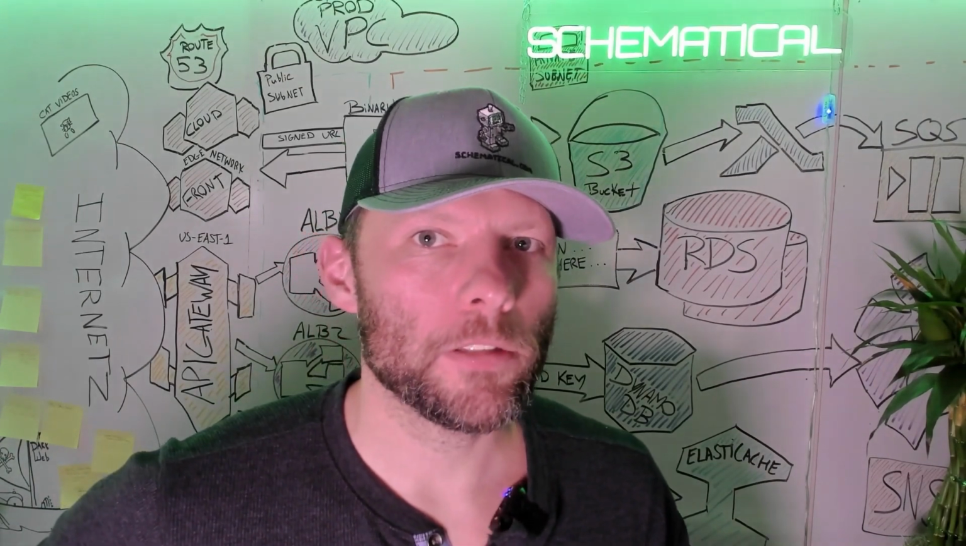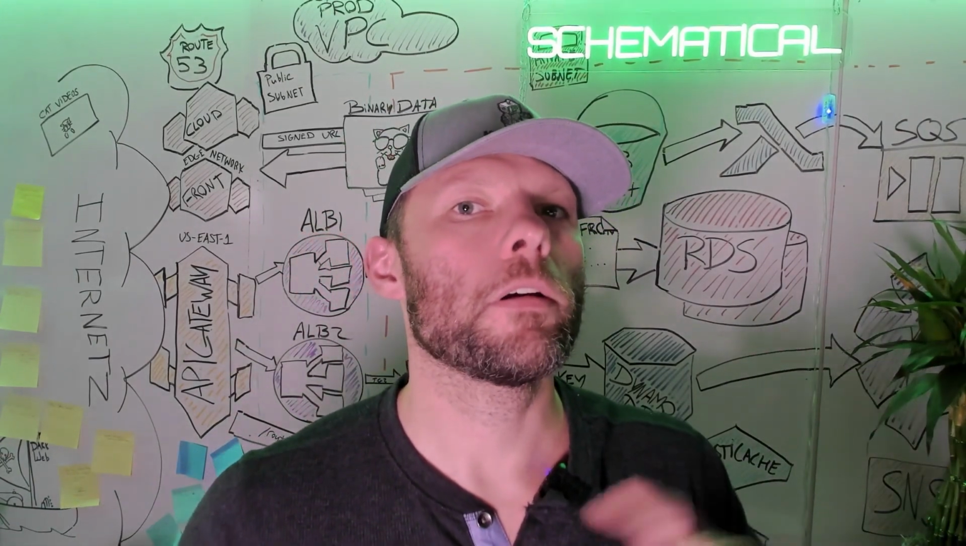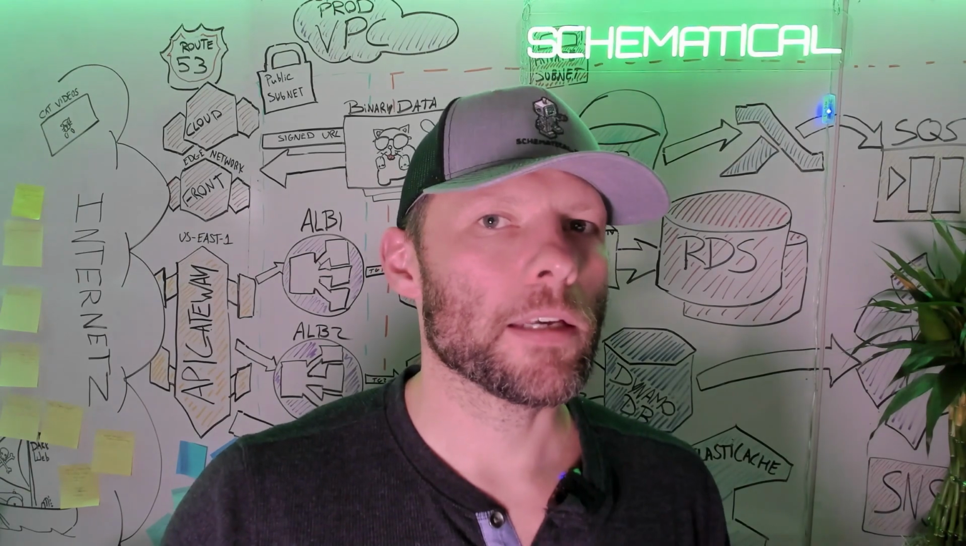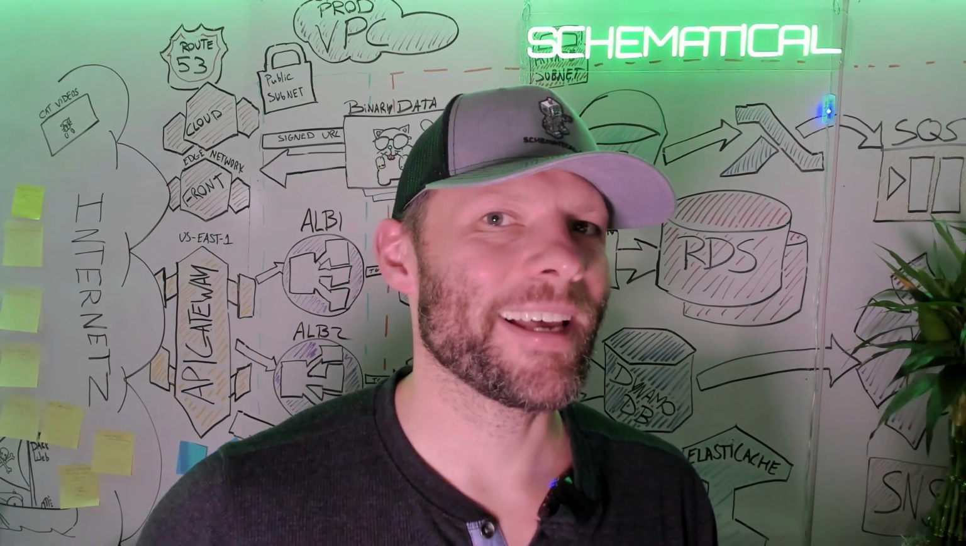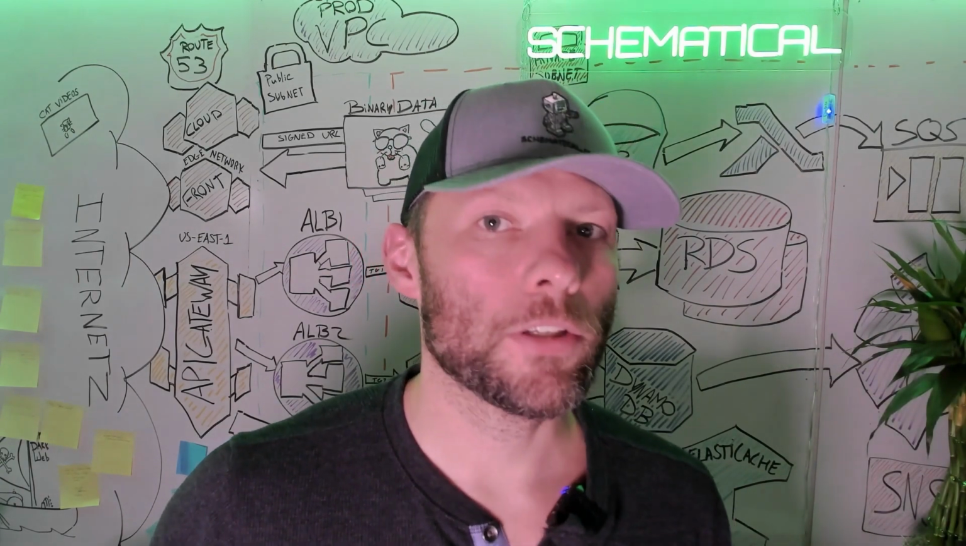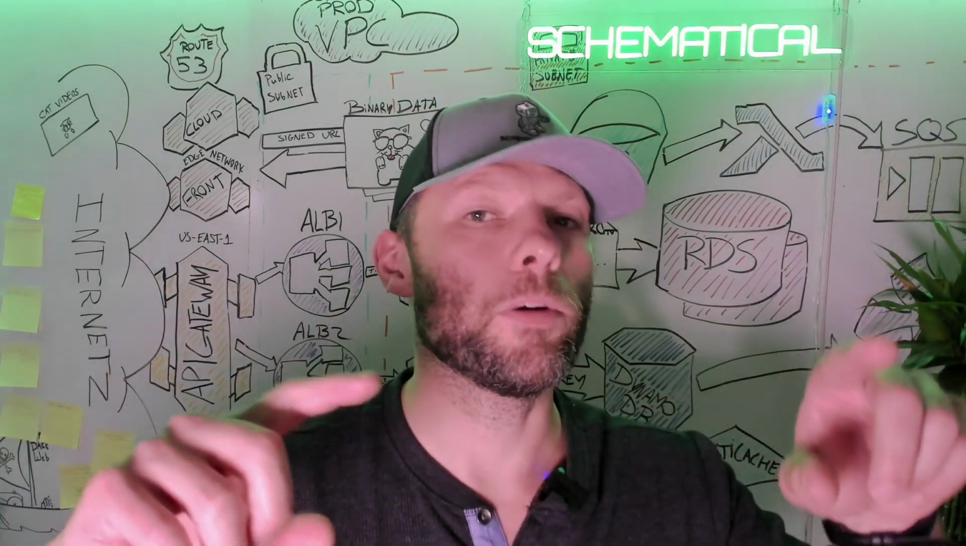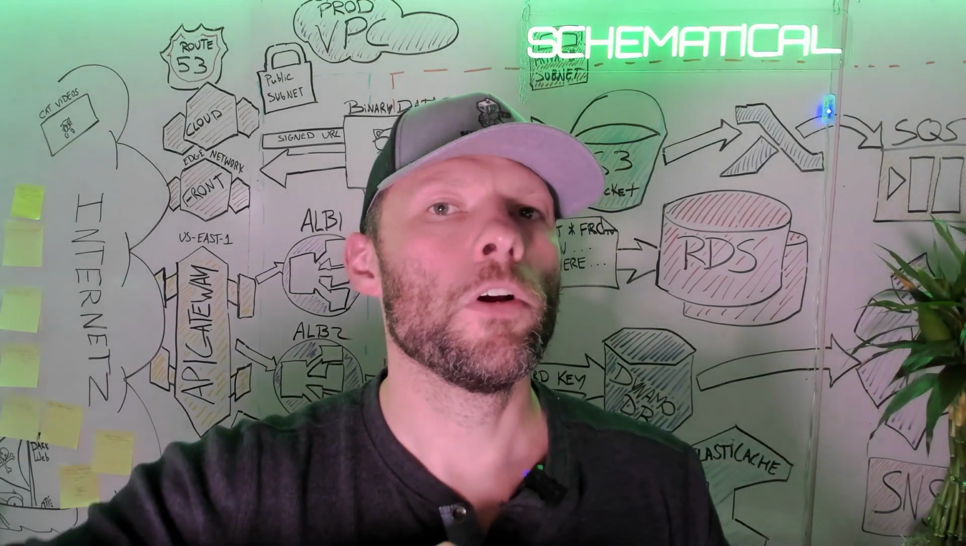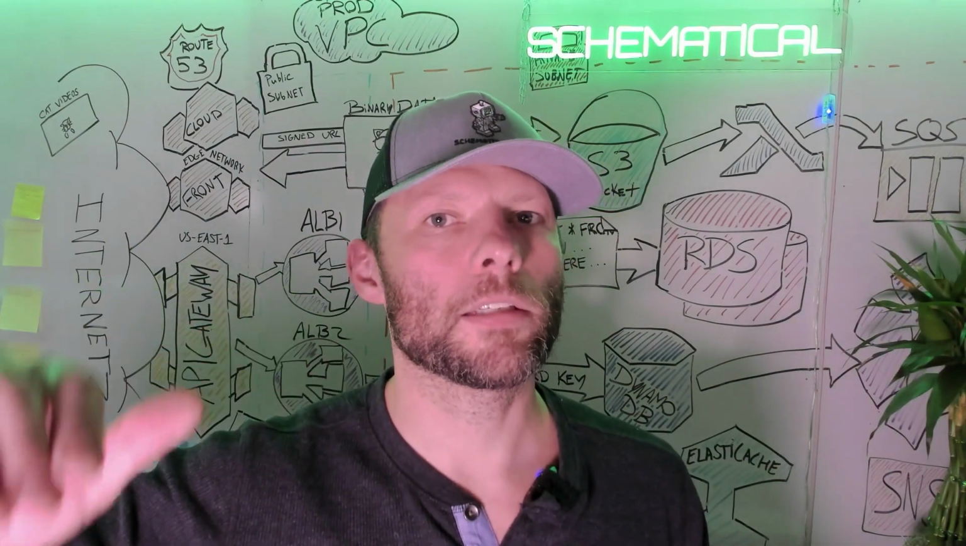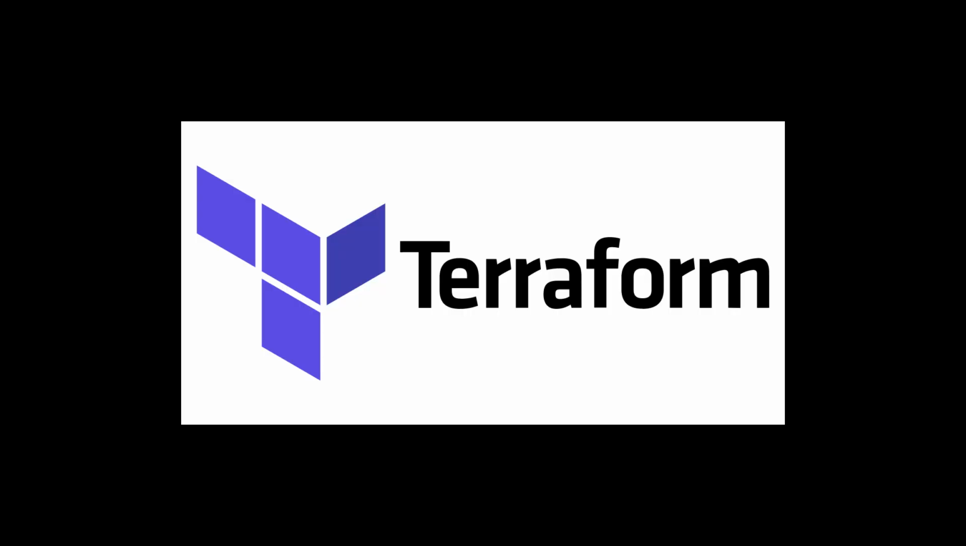Hi, I'm Matt with Schematical, and today we're talking about how to use Terraform to set up ECS services on AWS. That's the Elastic Container Services. Additionally, as bonus content, we're also going to be talking about how you can route traffic from an ALB, an application load balancer, through the target groups to the ECS services using Terraform.